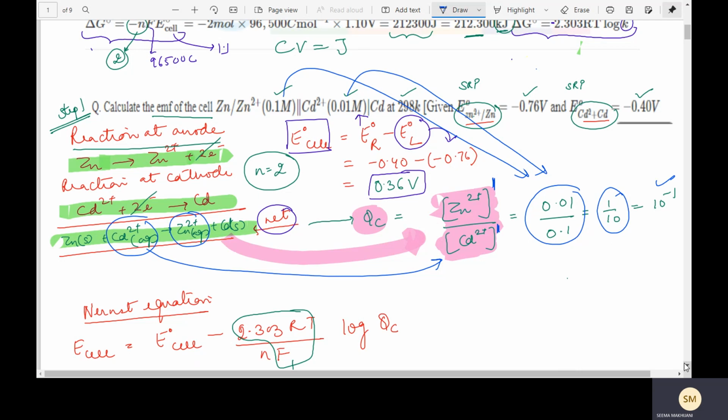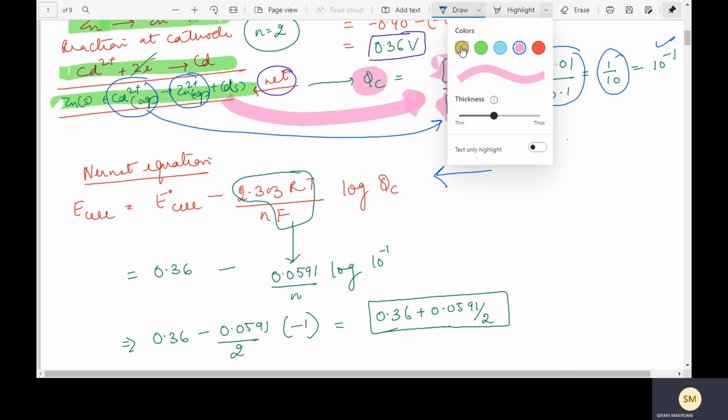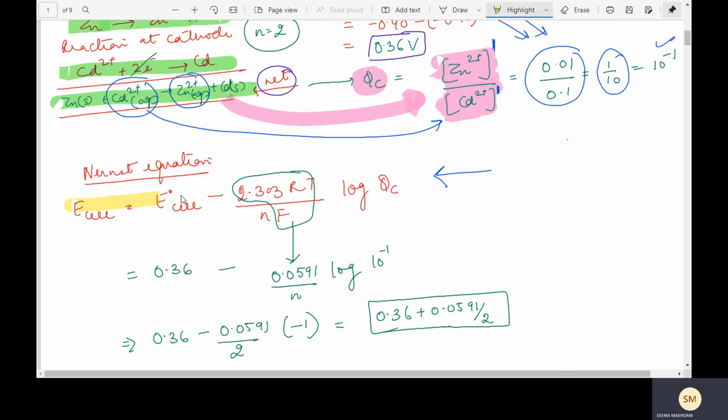Now let's substitute all that you have just found into the Nernst equation. Nernst equation is given by the formula as E cell is equal to E naught cell value minus 2.303 RT by NF log of QC. As you can see, we found all of this one by one. QC we have to substitute 10 to the power minus 1. E naught cell 0.36 volts, here it is. QC value, here it is.